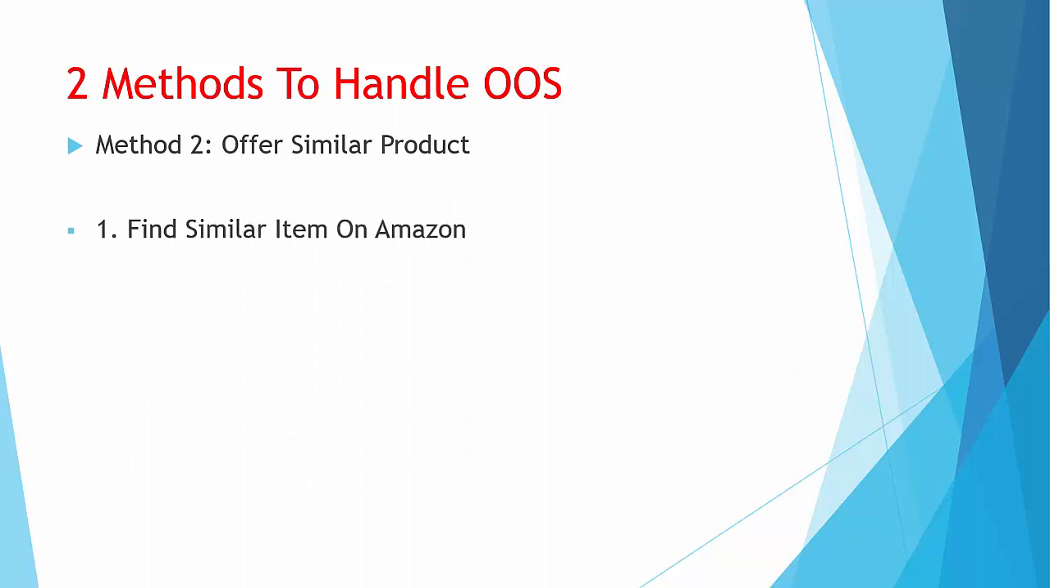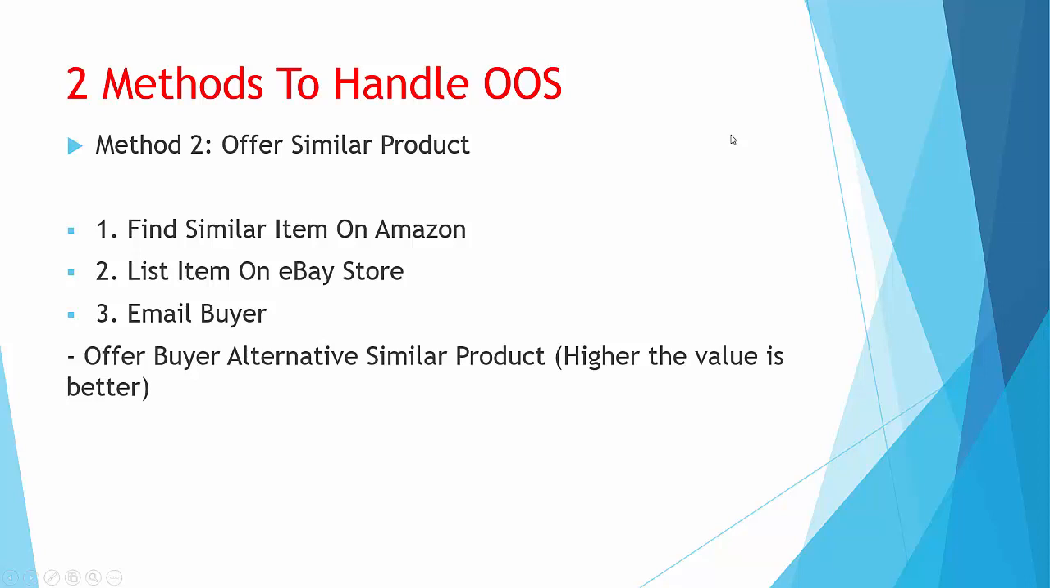You can find similar products on Amazon, and that's the first thing you can do, and list them onto your eBay store. This step is very important so that your buyer can know that you are actually selling this item. The tricky part is that you should not use the same title on eBay, because eBay prevents a seller from selling the same item two times on the same listing. So you need to tactfully change the title. And of course, if you can offer something better for the buyer, email the buyer to tell them that you want to offer them a similar product. Like I mentioned, you need to offer the buyer an alternative or similar product that is of higher value.